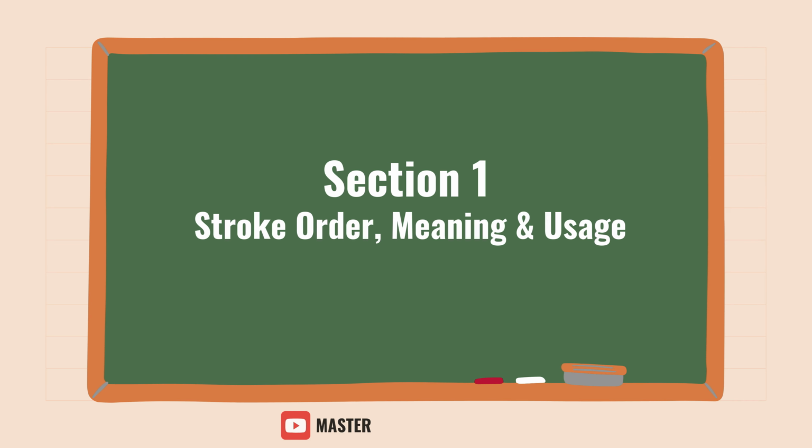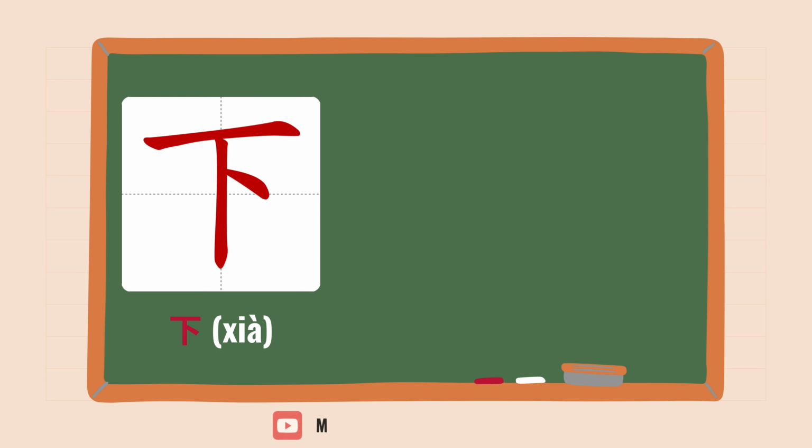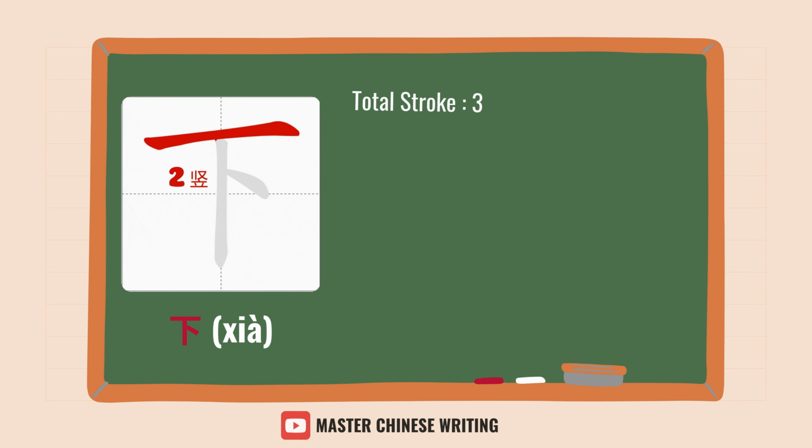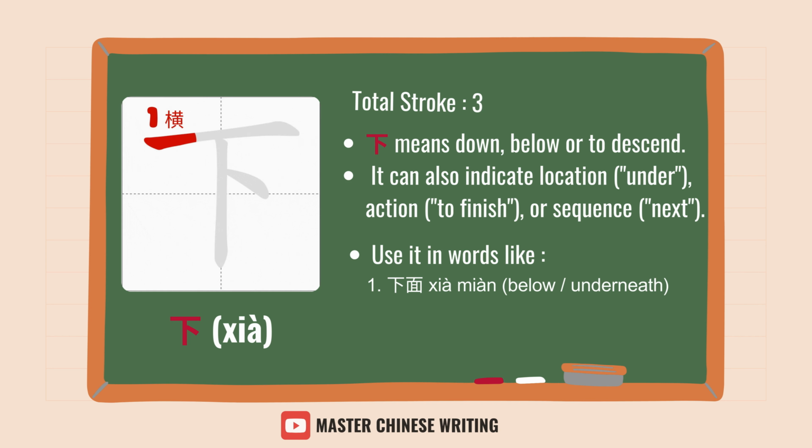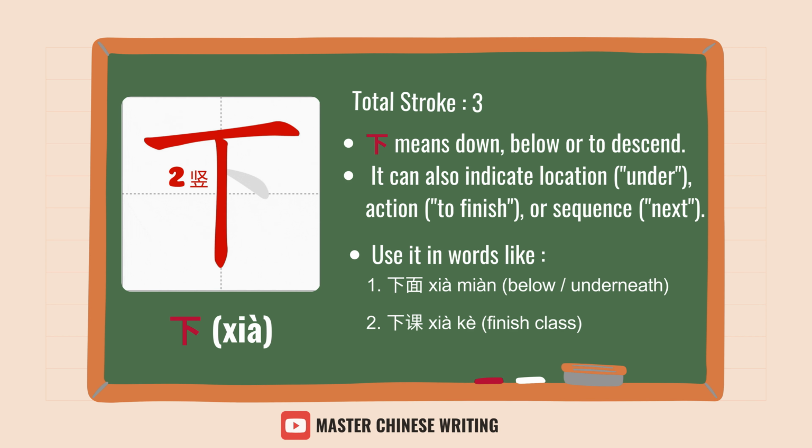Section 1. Stroke order, meaning and usage. 下, 3 strokes to define down. 横竖点下. Means down or below, or to descend. It can also indicate location under, action to finish, or sequence next. Use it in words like 下面, below, underneath, or 下课, finish class.